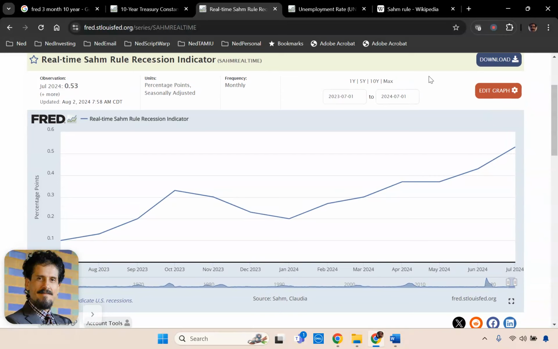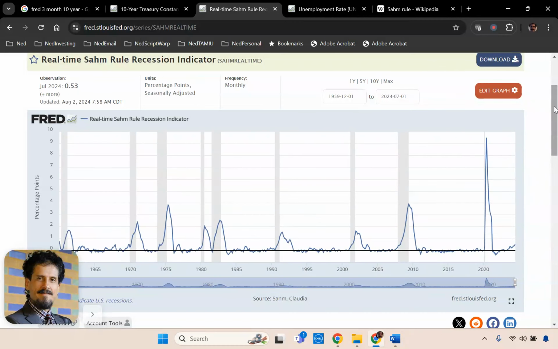And what it's telling us is that we are either in a recession now in August, or we're going to be entering a recession within the next few months if the unemployment rate in the United States keeps on going up at a similar rate to the rate that we're seeing right now.